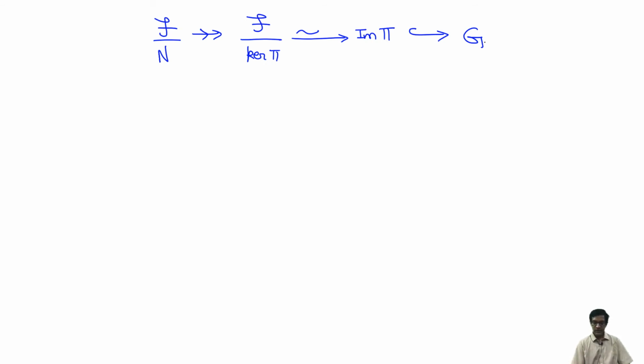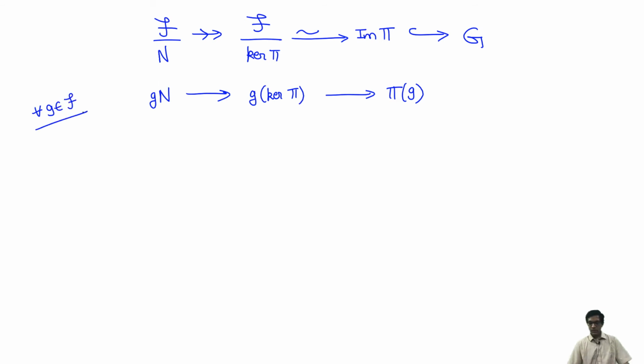So I can get a sequence of homomorphisms like this. This is just F/N mapping to F/ker π, mapping to π(F), okay, and π(F) is a subset of G. So this is for all g in my free group F. Okay, so I get this sequence of homomorphisms.